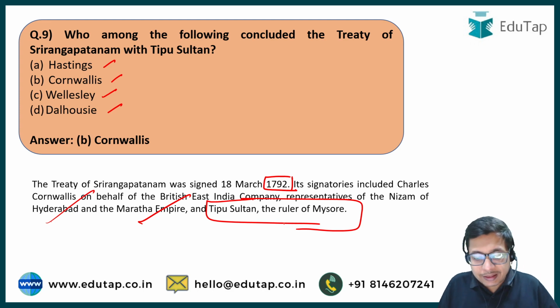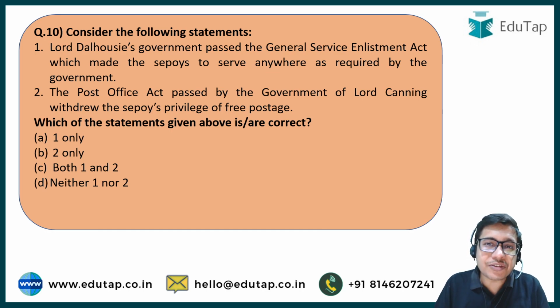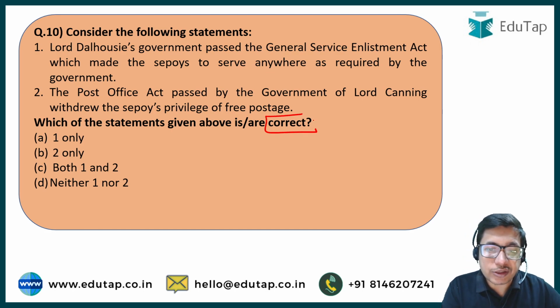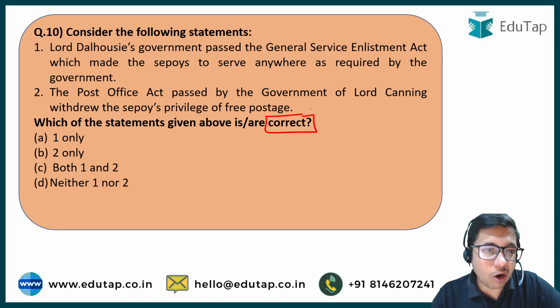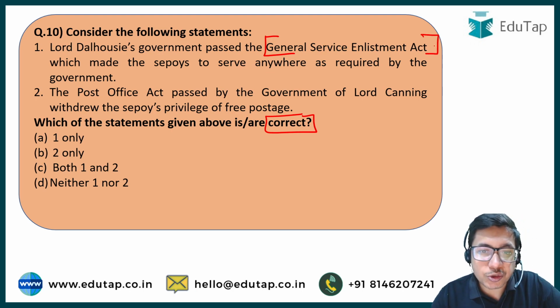Right. Next, friends, let us talk about the last question of the day, and this last question is again about Lord Dalhousie's tenure and the causes which led to the 1857 revolt. Two statements are given to us, and we have to identify the correct statements out of these two. Statement number 1 says Lord Dalhousie's government passed the General Service Enlistment Act, which made the sepoys serve anywhere as required by the government.